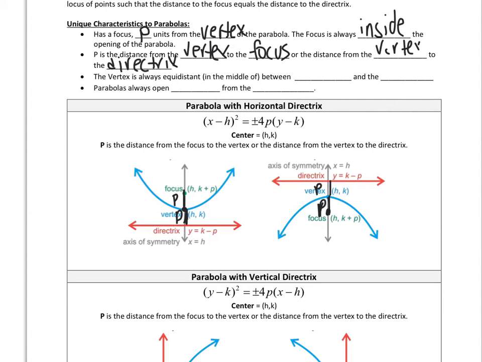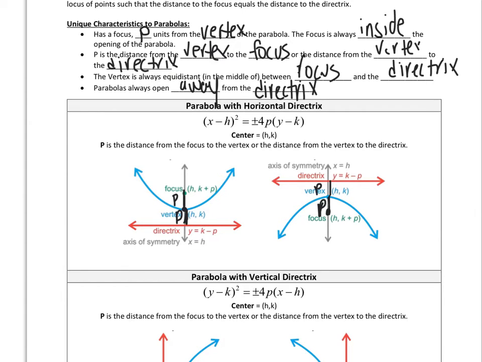This means if the focus is p from the vertex and the vertex is p from the directrix, then that means the vertex is always in the middle, or equidistant, between the focus and the directrix. And last but not least, parabolas always open away from the directrix. Okay? Always open away from the directrix.